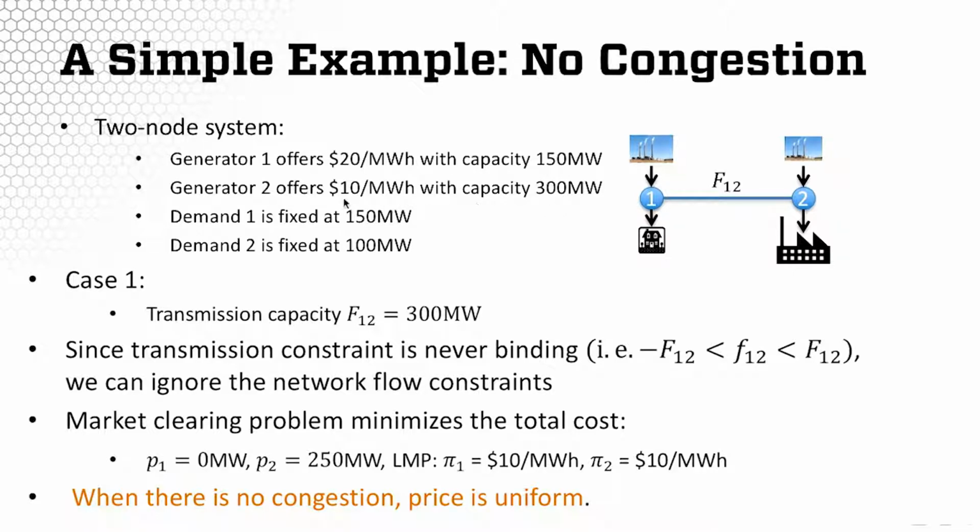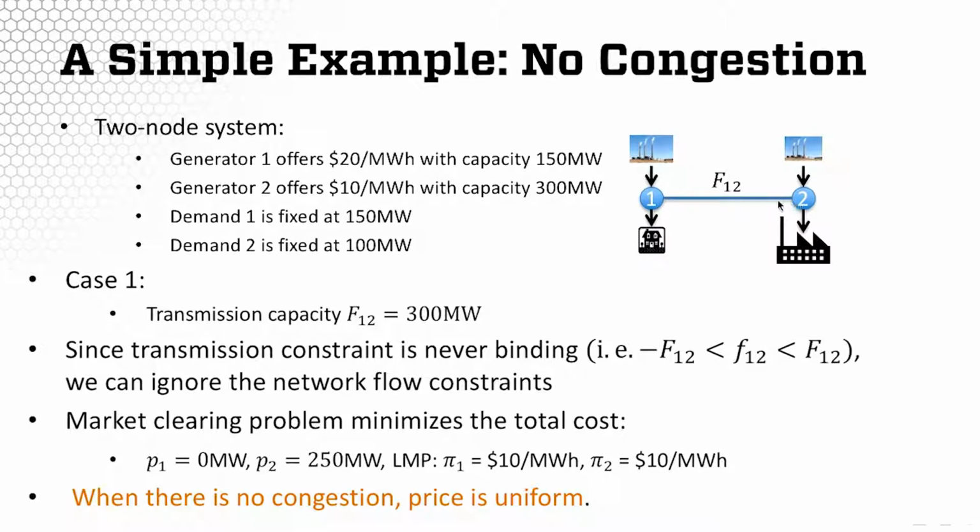So we use the lower cost first to satisfy as much demand as we want. For example, we have 300 capacity at $10 for generation, and we only have 250 units of demand. So that gives us a simple problem. The minimum cost generation will be from generator 2, which supplies all the demand, 250 megawatts. And generator 1, because it's more expensive, is actually not needed in this case.